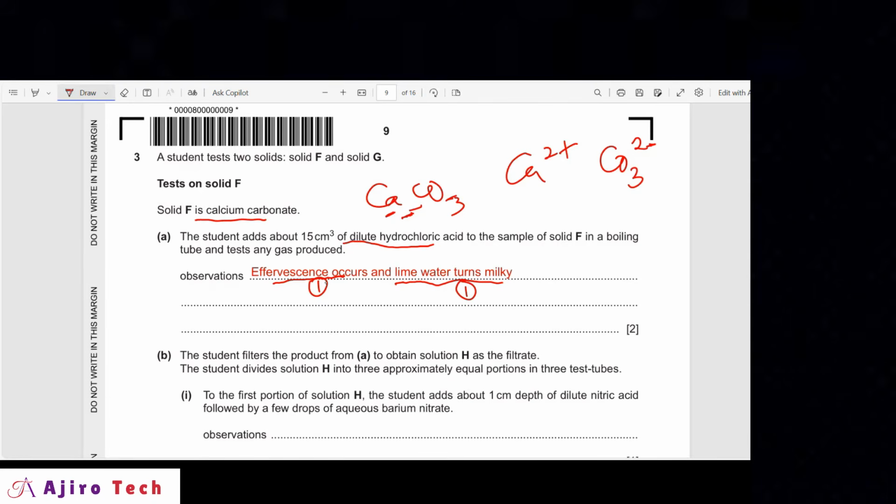Don't just write, as some students will, that gas is evolved. How do you know the gas is evolved? That is what makes it an observation. So tell us what you see, what you expected to see to know that the gas is evolved. The only way you can know that is by observing bubbles or effervescence or fizzing, as the case may be.